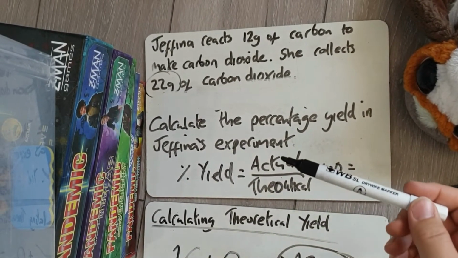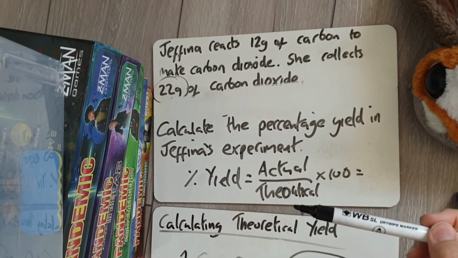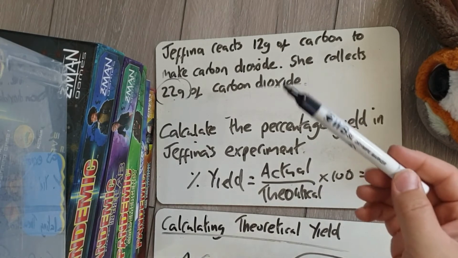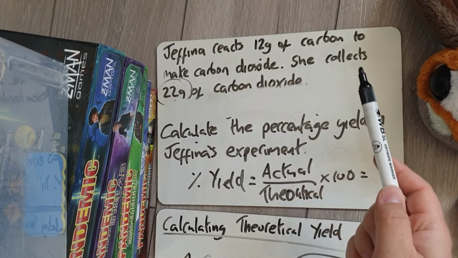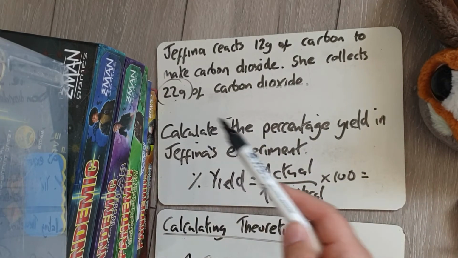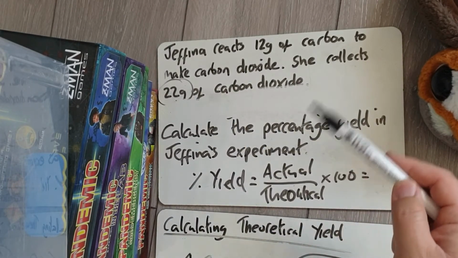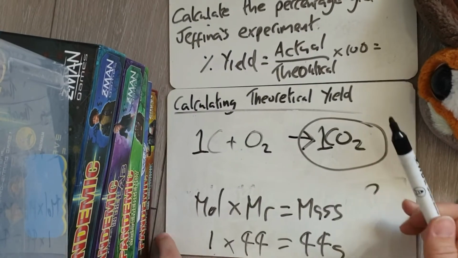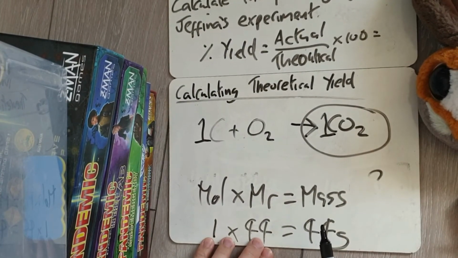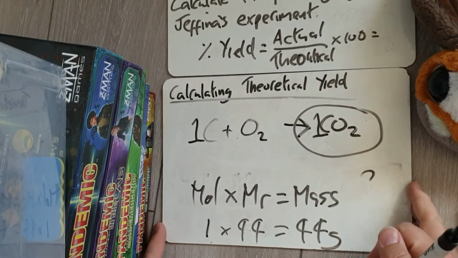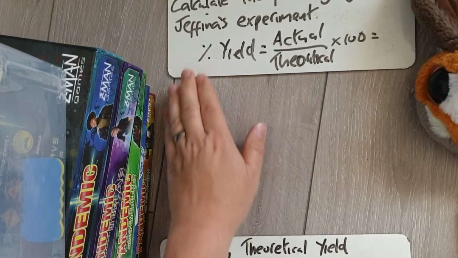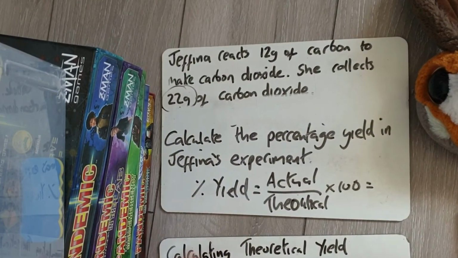So we were at the point where we'd worked out the actual yield. The question says, actual yield, how much did she get? Jafina got 22 grams of carbon dioxide. It doesn't give us a theoretical yield, but we worked it out. It was 44 grams, which for you was about 20 seconds ago, but for me was 10 minutes ago. So apologies if I'm a little bit lost here.